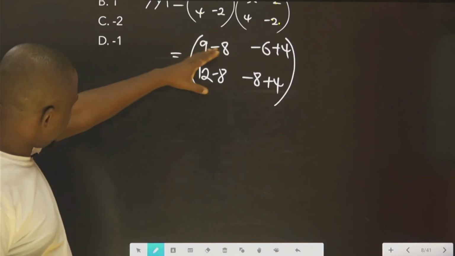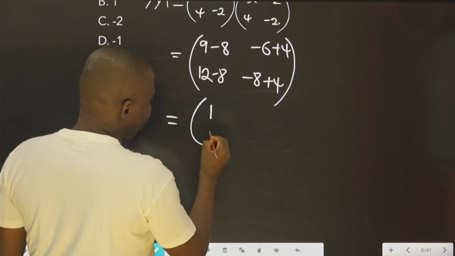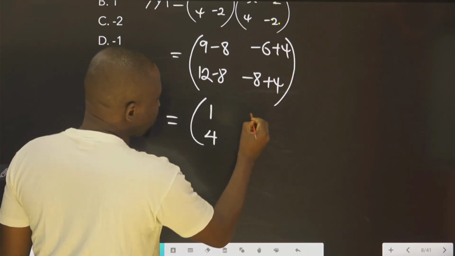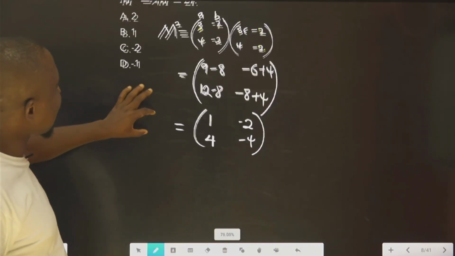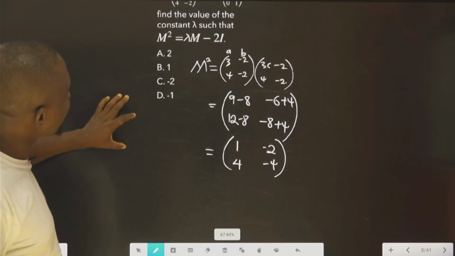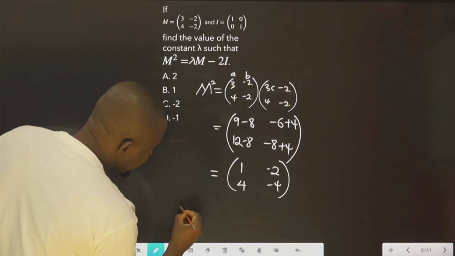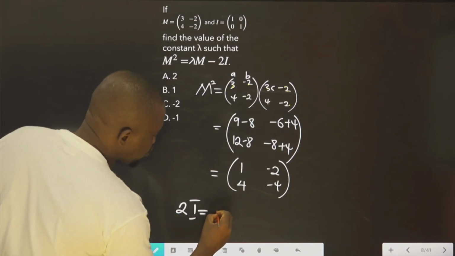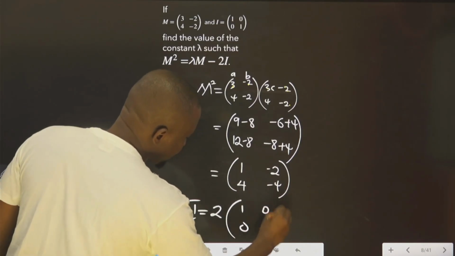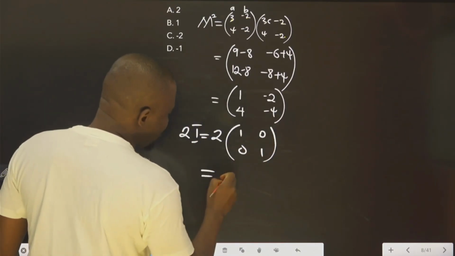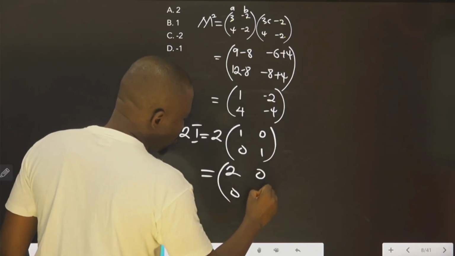So with this now, if you work this out, you agree with me, this is 1, this is 4, this is minus 2, this is minus 4. Okay? So this is our m squared. The next thing we need to find out is 2 multiplied by I. We're going to say 2 multiplied by this, that is 1, 0, 0, 1. We multiply this out, you agree with me, we're going to have 2, 0, 0, 2.